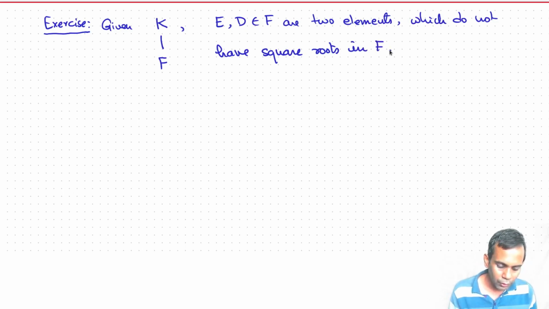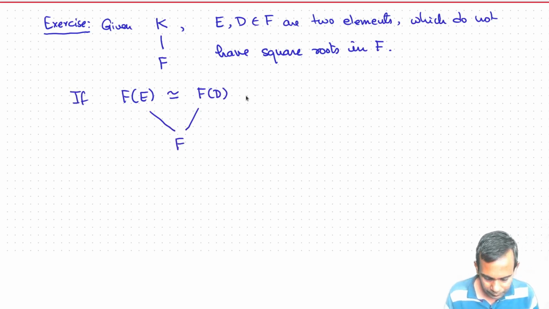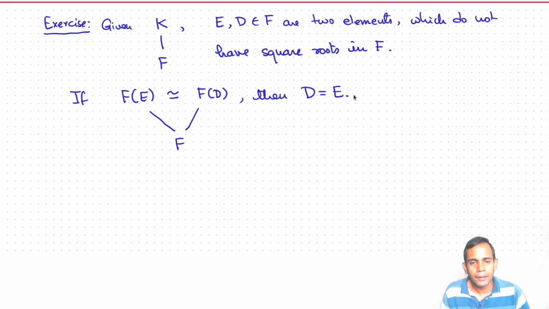So then you can talk about FE, and you can talk about FD. So then FE is isomorphic to FD over F. Show that D is equal to E. So what this is saying is that all the quadratic extensions of F inside K correspond to elements of F which are not perfect squares in F itself.